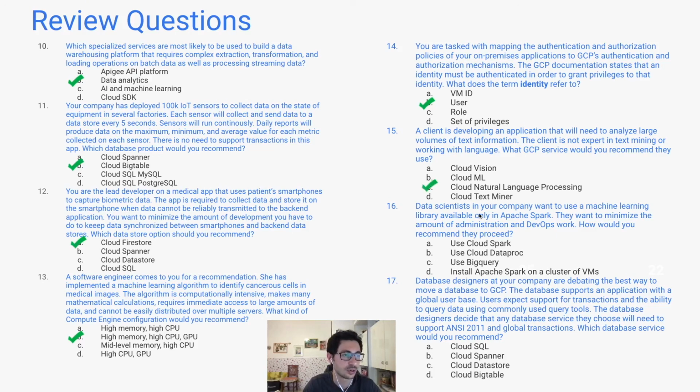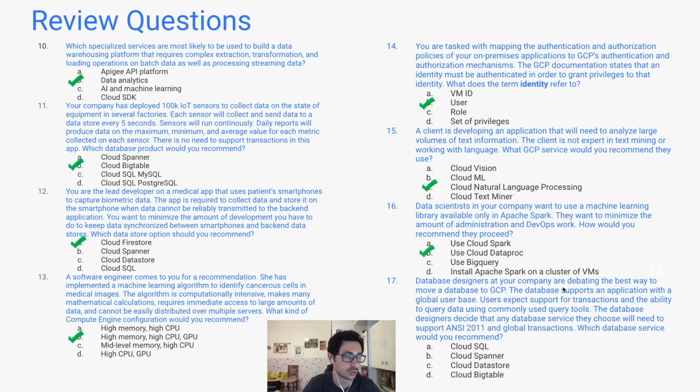Data scientists in your company want to use a machine learning library available only in Apache Spark. They want to minimize the amount of administration and DevOps work. How would you recommend they proceed? So we didn't mention Cloud Spark. There is Cloud Dataproc, there is BigQuery, and there is install Apache Spark on a cluster of VMs. But since we want to minimize the amount of administration and DevOps work, D is not the response. BigQuery doesn't have anything to do with Spark, so the answer is B.